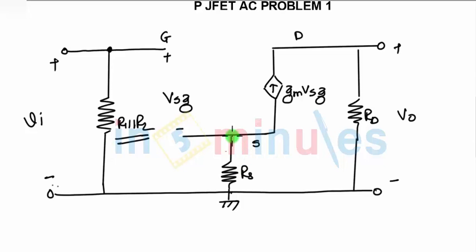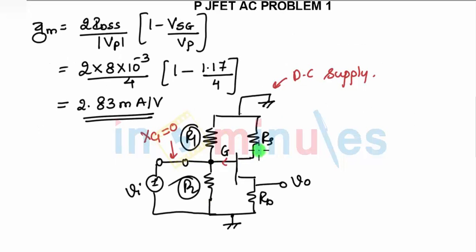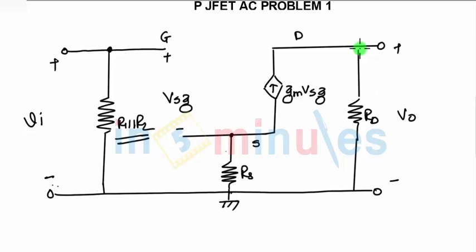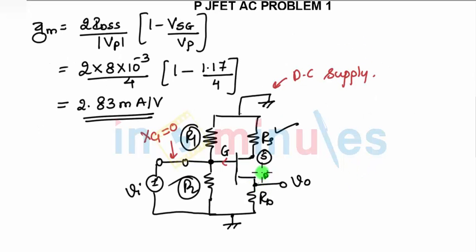Similarly for RS, between source and ground you have RS. Look at the diagram. This is your source. So between source and ground you have RS. So it is right. Then between drain and ground you have RD. So this is your drain, so between drain and ground you have RD. This is how the AC equivalent circuit is drawn.